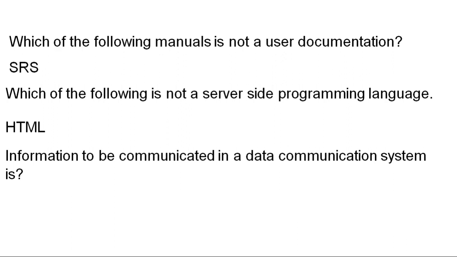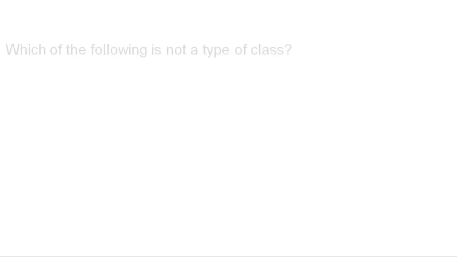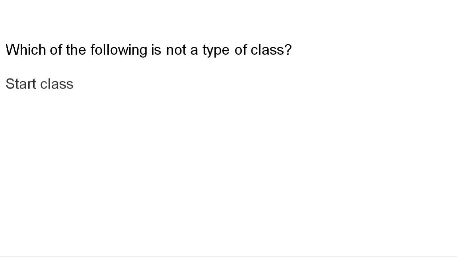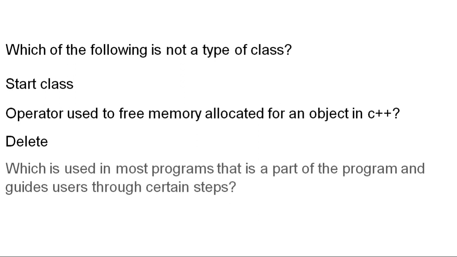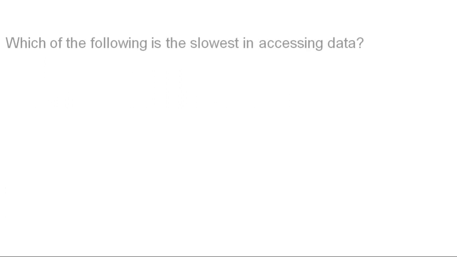Information to be communicated in a data communication system is the message. Which of the following is not a type of class? Start class. Operator used to free memory allocated for an object in C++: we use the delete operator. Which is used in most programs, is a part of the program, and guides the user through certain steps? Wizard. Which of the following is the slowest in accessing data? Magnetic disk.